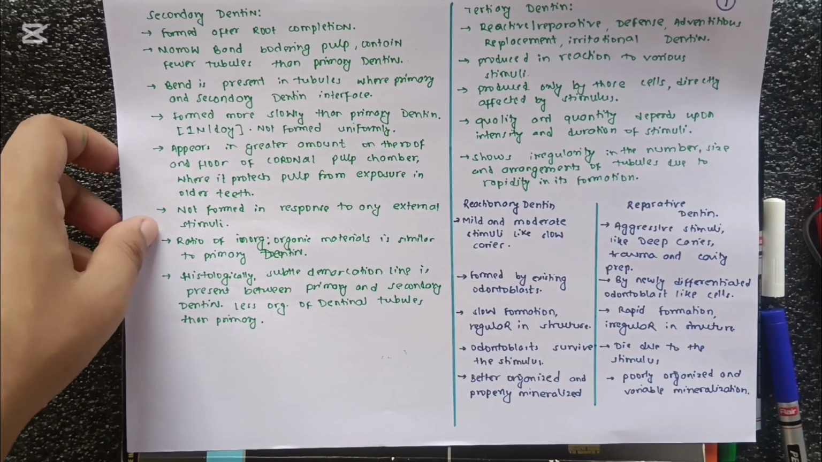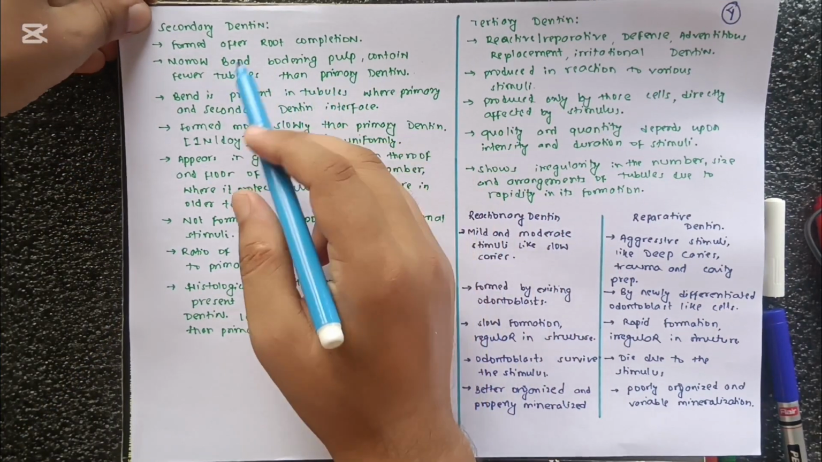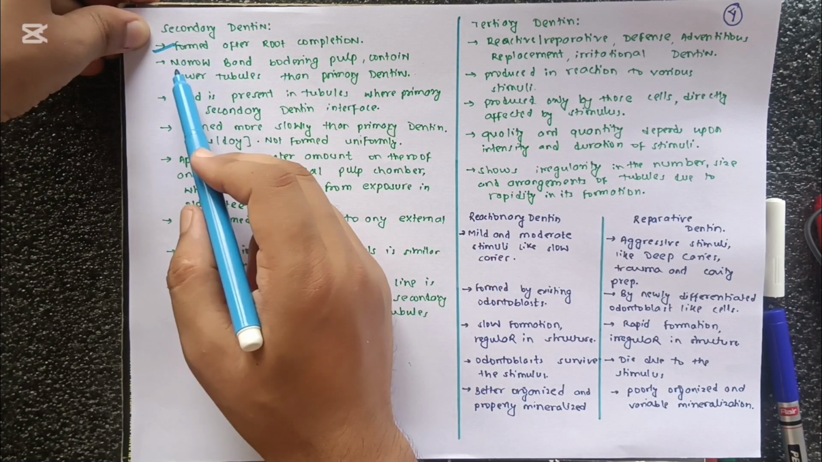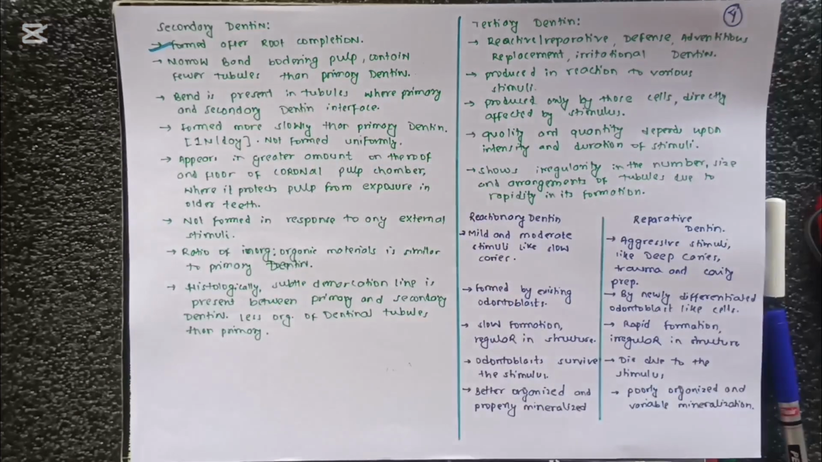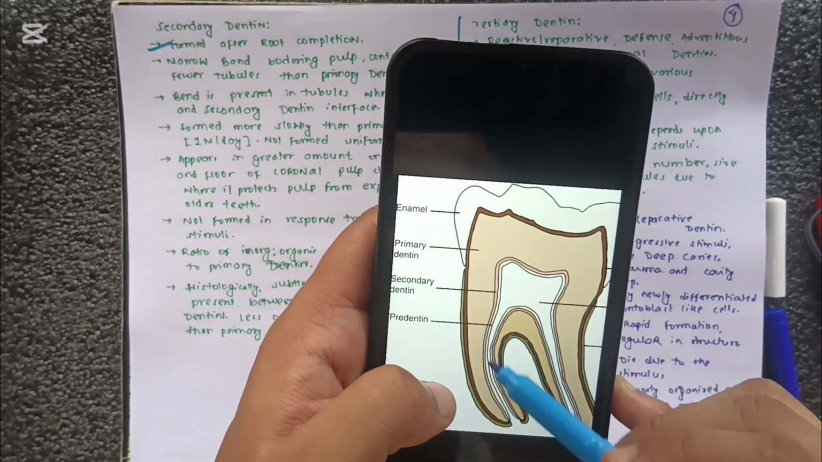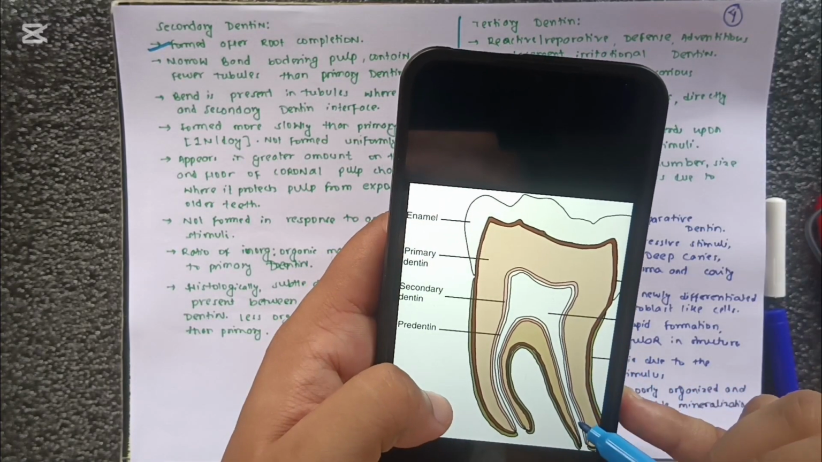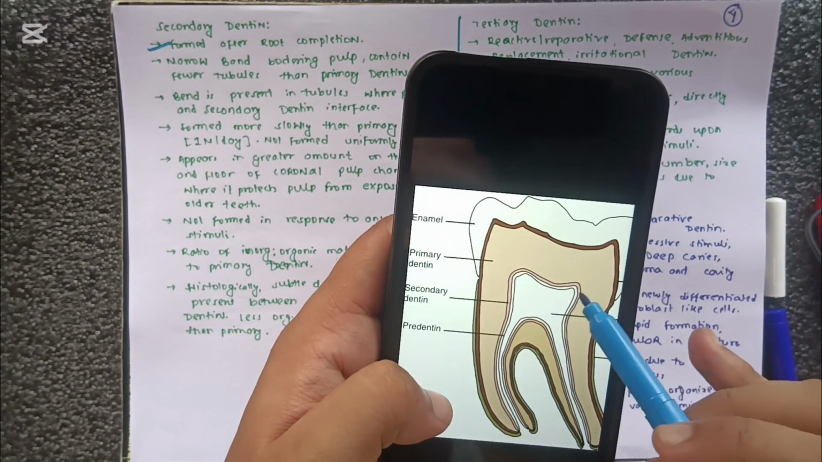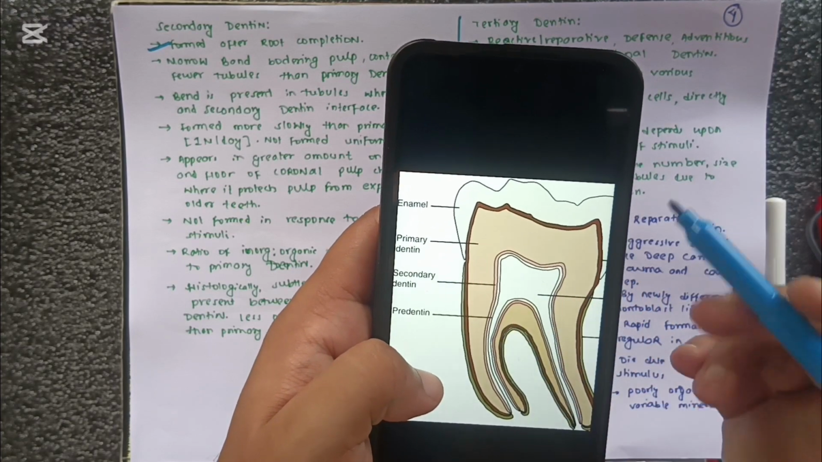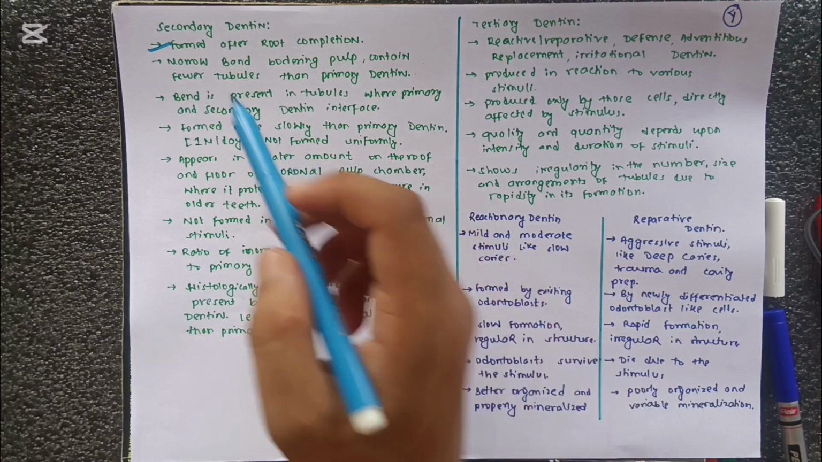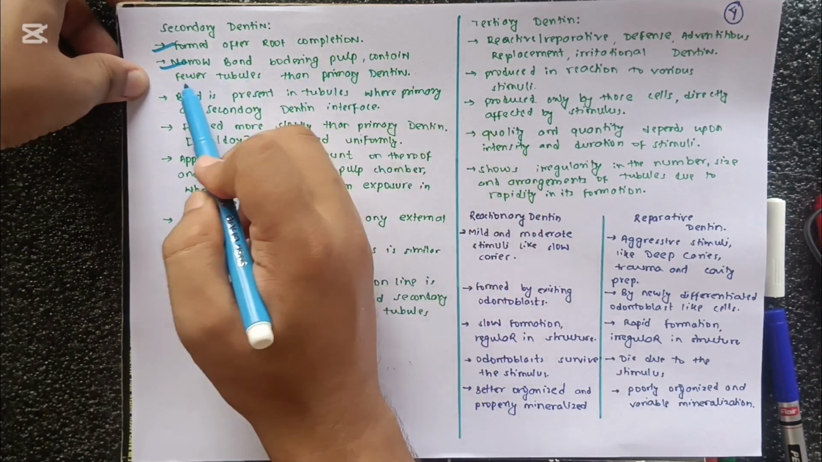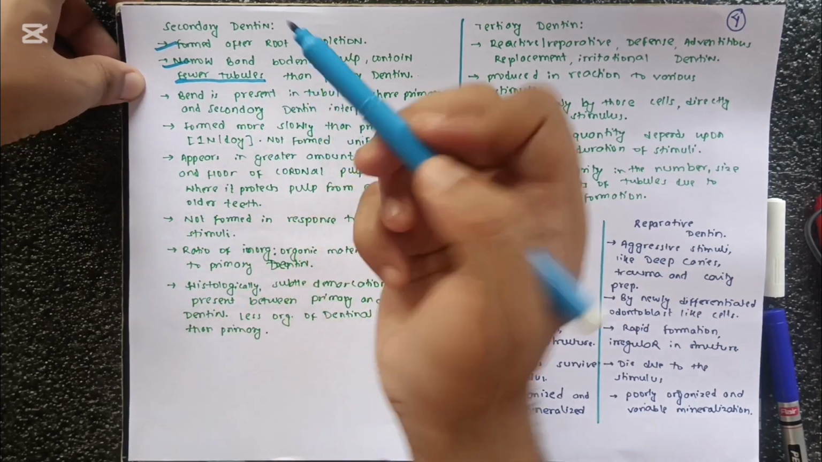Now, the secondary dentin is formed after the root completion. It is a narrow band bordering the pulp, containing fewer tubules than the primary dentin. As shown here, this pink colored portion is the secondary dentin, and it is narrow band like, a little smaller than the mantle dentin too. Just remember that it is a narrow band bordering the pulp, containing fewer tubules than the primary dentin.